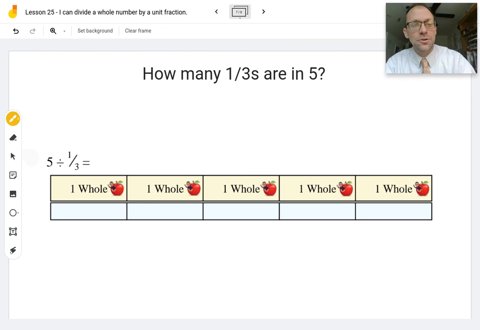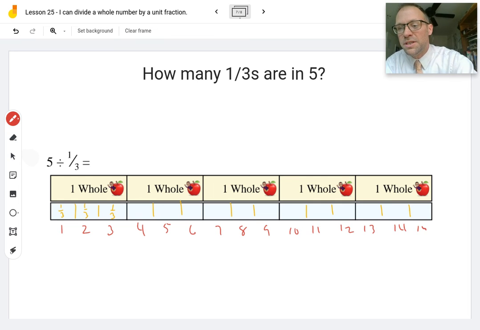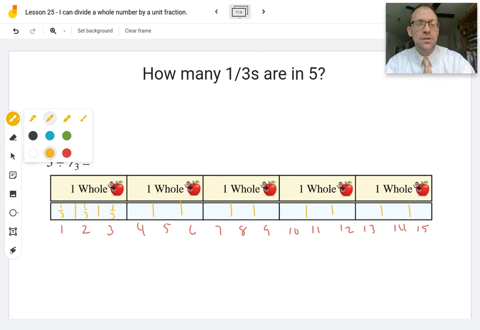All right. Did you divide each whole into thirds? So let's see, there's 1/3 and 1/3 and 1/3 here. And then repeat that process for each of these wholes, just like that. And then I hope, did you count the number of thirds in all 5 combined? 1, 2, 3, 4, 5, 6, 7, 8, 9, 10, 11, 12, 13, 14, 15 1/3 in 5 wholes. That is your quotient. 5 divided by 1/3 equals 15.